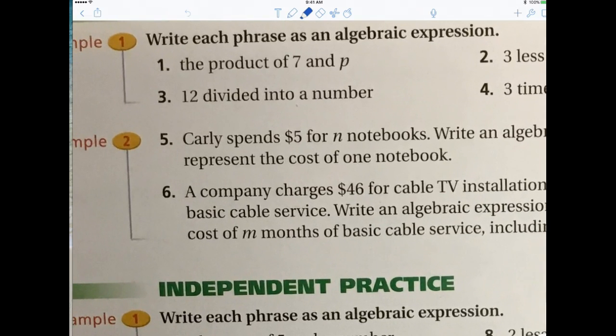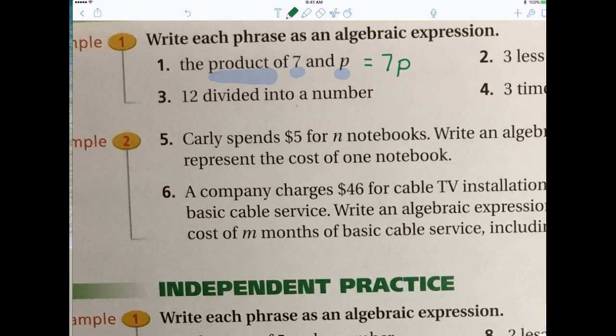Now, for question number one, does anybody remember what product means? If I said, what's the product of 2 and 3? 6. Perfect. So product means multiply. Now, you're going to multiply what two things together? That is just 7p. It's just 7p. That's the answer.